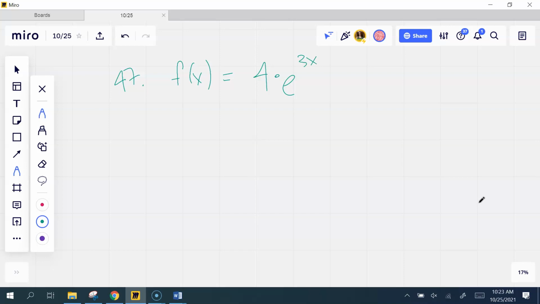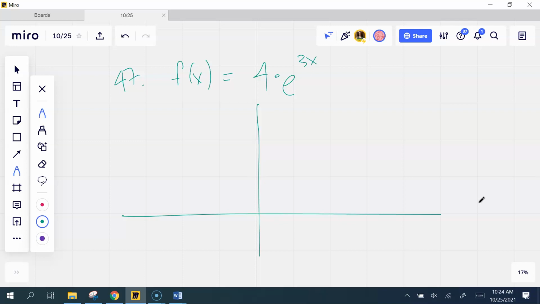So this says graph the function and analyze it for domain, range, continuity, increasing or decreasing behavior, symmetry, boundedness, extrema, asymptotes, and end behavior. So let's first take a look at the graph. I need to know where my asymptote is. Where is it here?